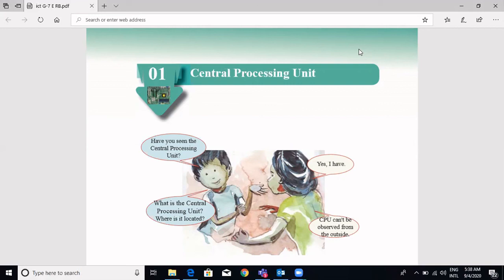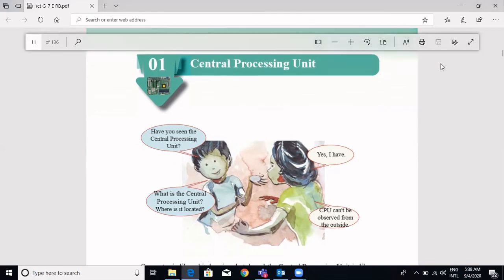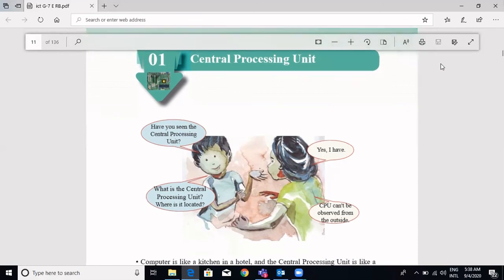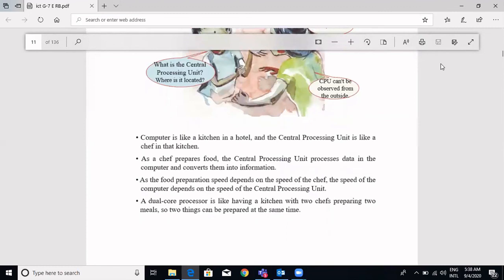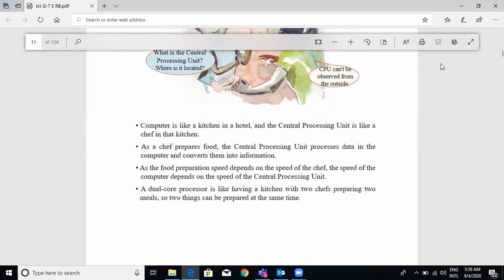Okay, so this is the first chapter for grade 7: central processing unit. You may have some idea what the central processing unit is. At least you may know what a system unit is, right? Because the CPU, or central processing unit, you cannot see, because it is located inside the system unit, right? They have said the computer is like the kitchen of a hotel, and the central processing unit is the chef in that. So actually it's like our brain.